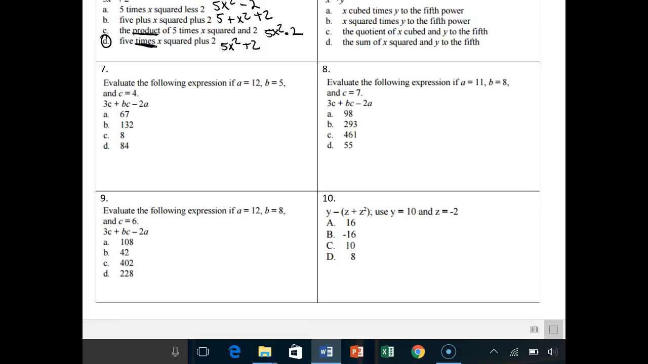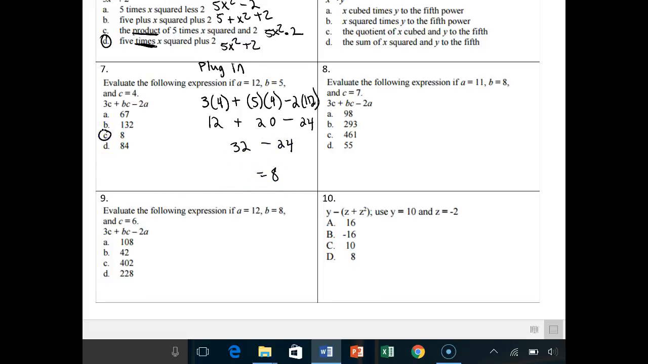Number 7, we're going to evaluate the expression. Basically, all we're going to do is plug in. So 3 instead of c, I will put parentheses 4, plus bc, I will put parentheses b, which is 5, parentheses c, which is 4, minus 2, parentheses a, which is 12. So again, notice I haven't changed this problem at all. I've just replaced the variables with what they told me they equal. So let's do all the multiplication first. This is 12 plus 20 minus 24. We add this up, we get 32 minus 24, and we get our answer of 8.